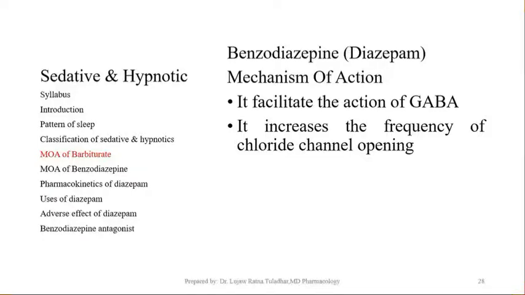Benzodiazepines also facilitate the action of GABA. But the difference between barbiturates and benzodiazepines is that barbiturates are able to mimic the activity of GABA. They can behave like GABA, but at a higher dose, whereas benzodiazepines are not able to do so, making benzodiazepines safer than barbiturates. Another difference is that barbiturates prolong the duration of chloride channel opening, whereas benzodiazepines increase the frequency of chloride channel opening.